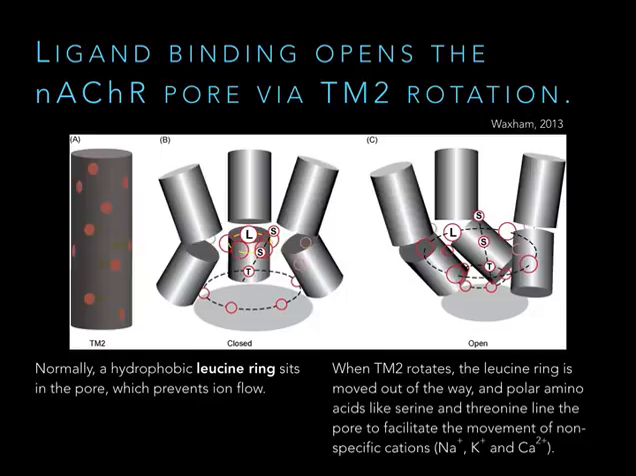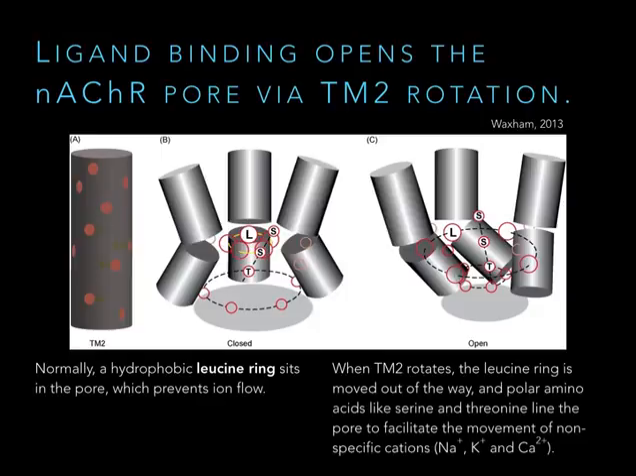Upon the binding of acetylcholine, all of these transmembrane domains rotate. That's what we see in part C. So they rotate out of the way, kind of like an aperture in a camera rotates to open up. When it rotates, it moves the hydrophobic leucines out of the way and instead lines the ion pore with polar amino acids so that water and cations can move through the ion pore.